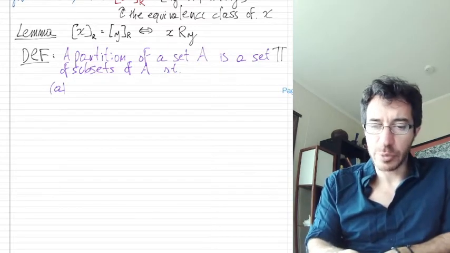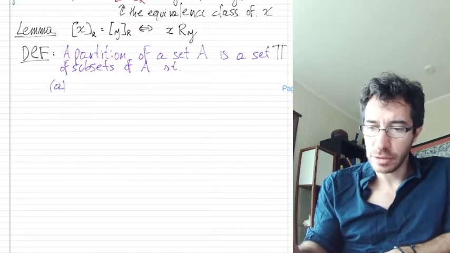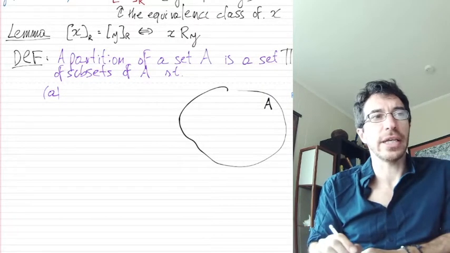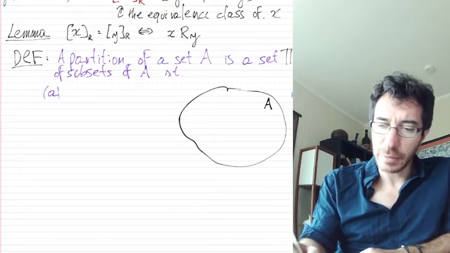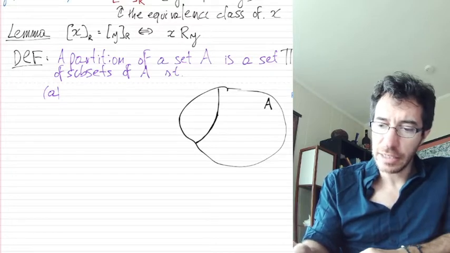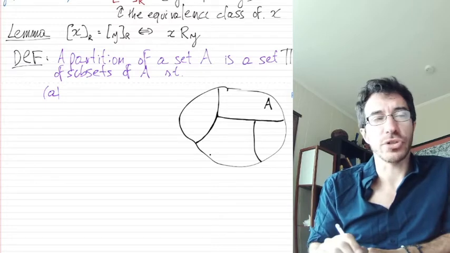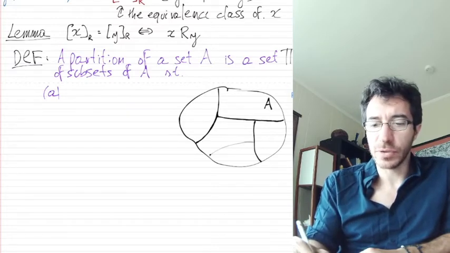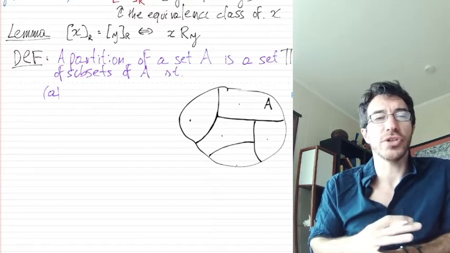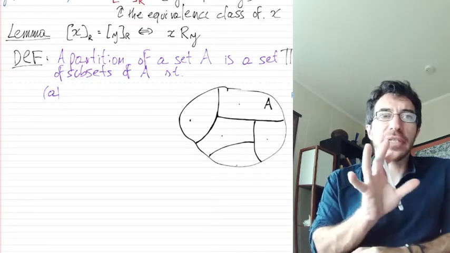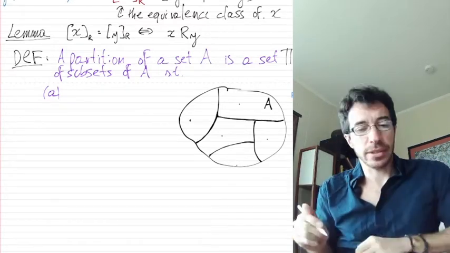And before writing out the properties, let's draw a little picture of what these things look like. Suppose here is our set A. A partition is going to be a bunch of sets that look like that. We're going to partition the set A into, let's say, a few regions. And here we're going to have 1, 2, 3, 4, 5 different regions. So this could be a partition of A into 5 subsets. Okay, so that's what a partition is. You just break the set into different pieces.